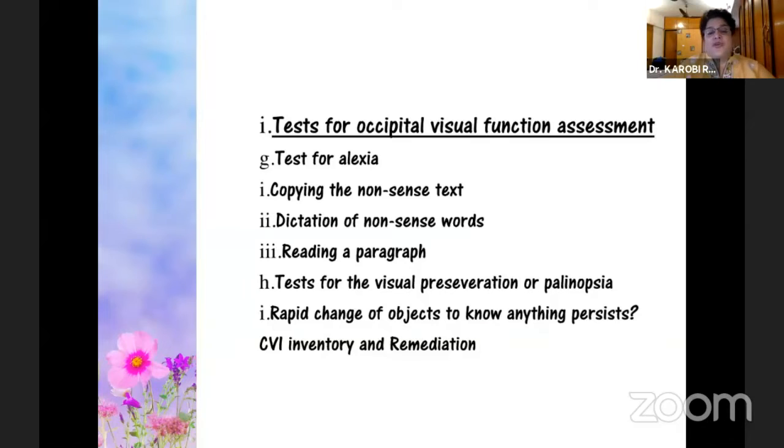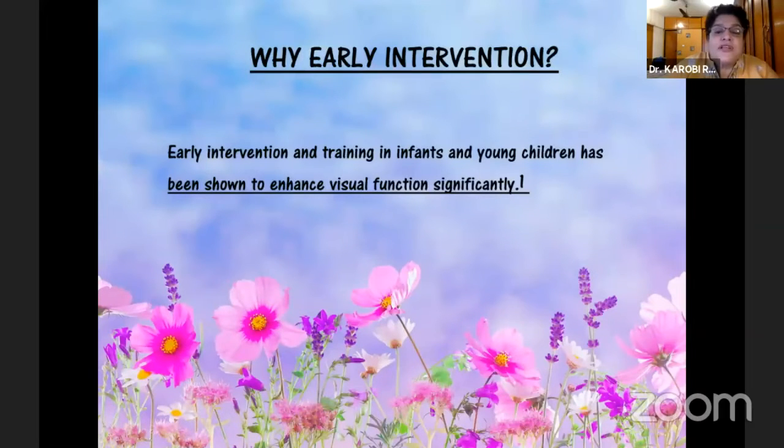And there are tests for optical visual assessment, where you copy nonsense text, dictation of nonsense words, reading a paragraph, tests for visual perseveration, and rapid change of objects to know if anything persists. This is remediation in cases of CVI.